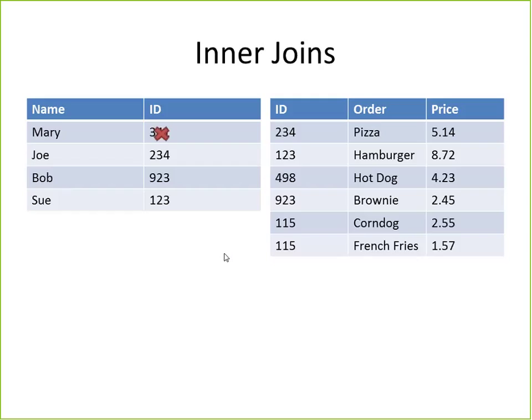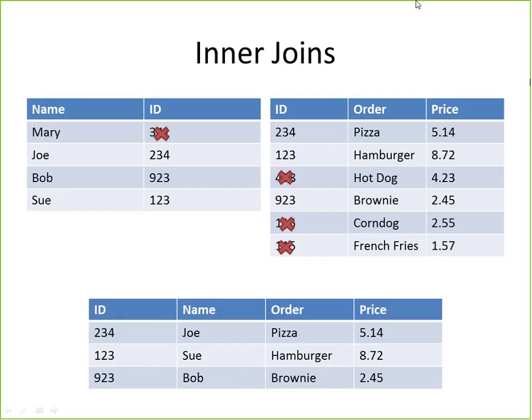So that means that Mary over here, she didn't order anything this day that we have in this table, so she's not going to be in our final table. And these people must be new people. They're not in our database for customers, so they're not going to be in the final table. So what is the final table going to look like? It's going to look like this. We have the three IDs that are in both tables, and this is the data from this one, and this is the data from this one. And that's how it's all going to join together in an inner join.